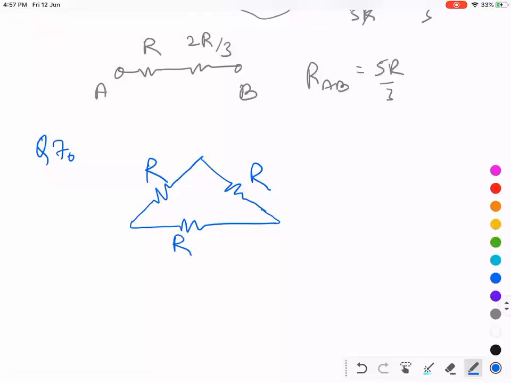This is R. This is also R. Okay. This is point A and this is point B. Find resistance between A and B. Can you do it?